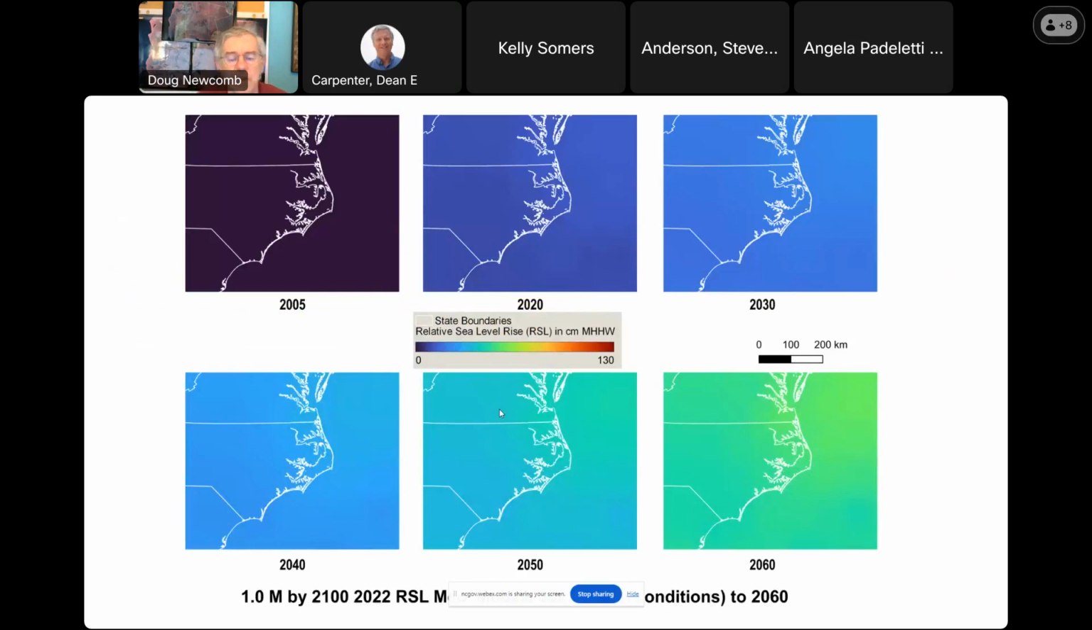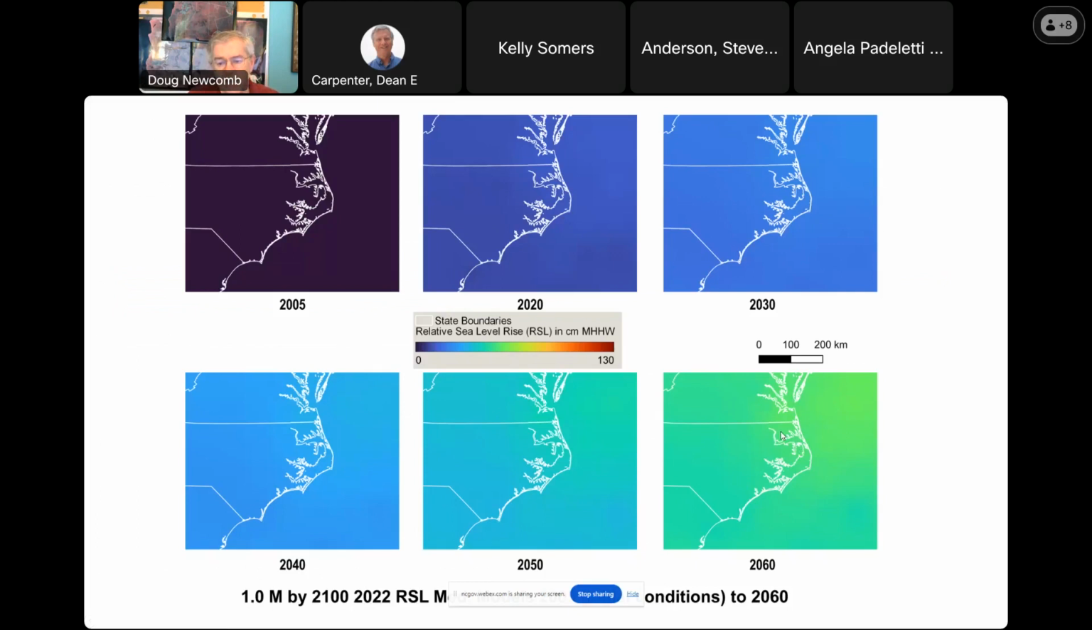So this is kind of what the sea level rise models look like over time. And if you go through, you can see that you start seeing different shades to indicate different elevations. It's not just a straight one elevation across the coast of North Carolina. It varies across the coastline because it's relative sea level rise.